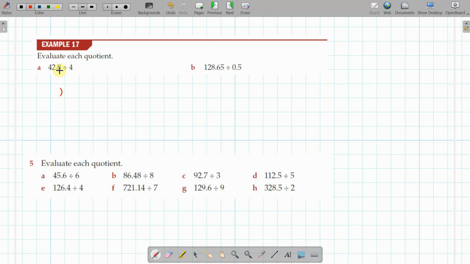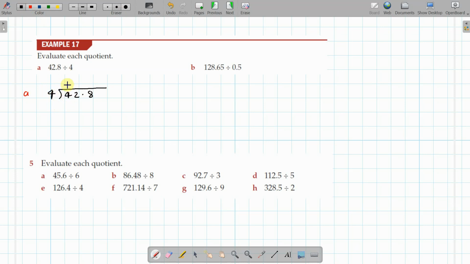So the division sign, or part E, first. And the division sign. There we go. So the outside number is 4. That's what we're dividing by. And inside is 42.8. All right.